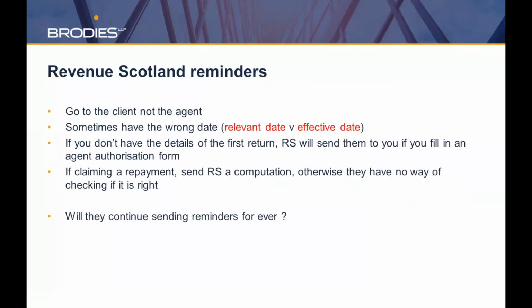It's also, of course, possible that a tenant or your client will move advisors over the course of a lease. So you might find yourself trying to submit a return on behalf of a tenant for whom you didn't act when the lease was entered into, and you might not have details of the first return. Revenue Scotland will send these out to you, but you have to send in an agent mandate or authorisation form, which can be downloaded from their website in order to get them to talk to you.